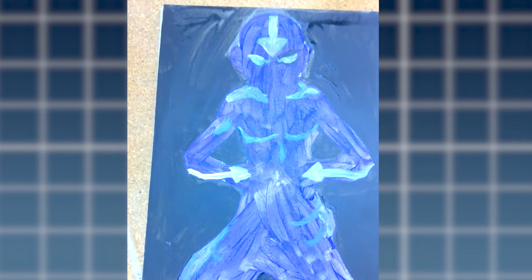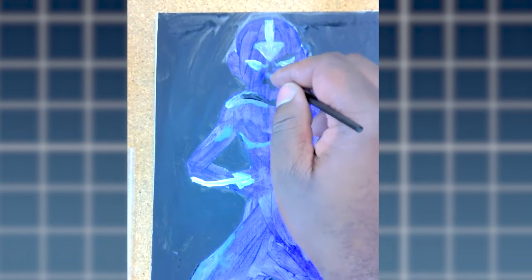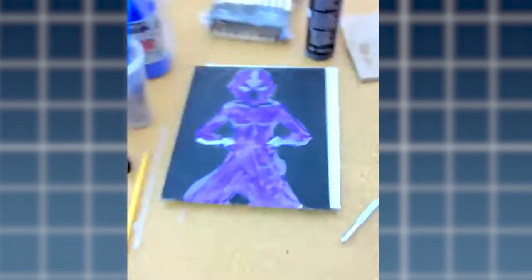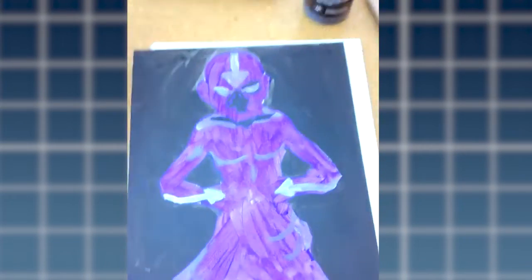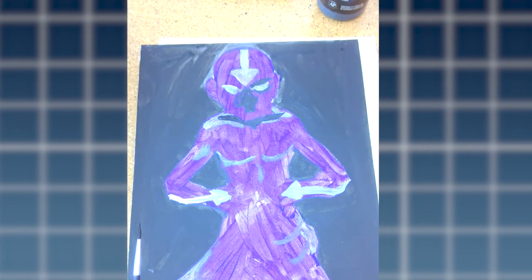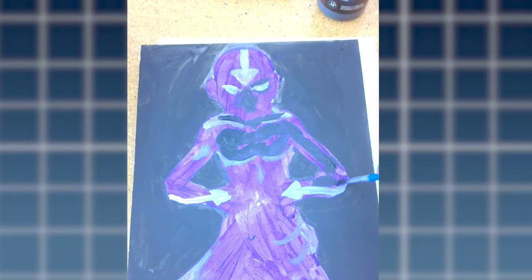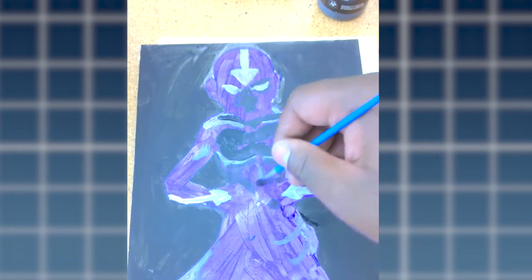Then I'm going to go over the white areas again with some more white paint. For the highlights, instead of just going over them with straight white, I am mixing a little bit of purple with the white, so it's a very light shade of purple, kind of like a pastel even. And I'm going to use that to do some highlights around his shoulders, his hands, his pants.